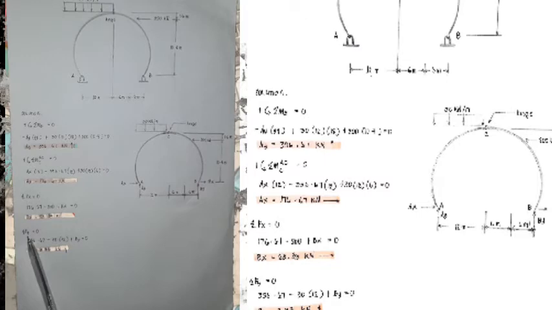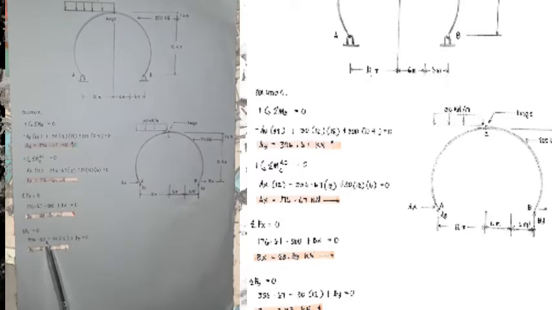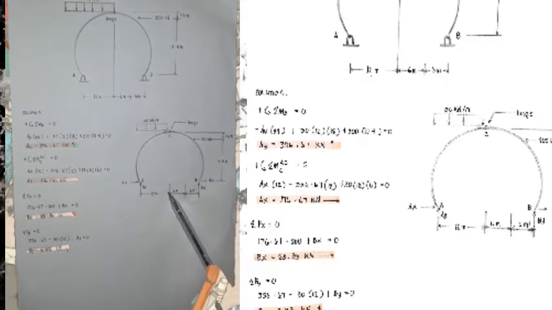The sum of forces in Y direction is equal to 0. 356.67 minus 30 times 12 plus BY is equal to 0. So BY is equal to 3.33 kilonewton. So this is the free body diagram.